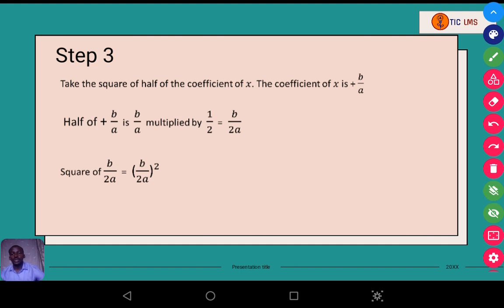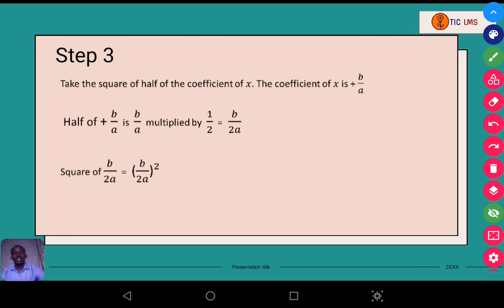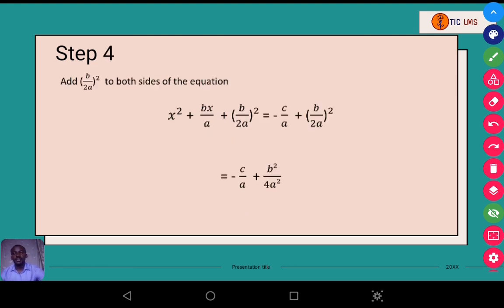So that is exactly what we have here, that we multiplied b over a by 1 over 2, and then you arrive at b over 2a. Next we are going to square it. So when you square it, you're going to get this. Step 4. It says add b over 2a squared to both sides of the equation, and that is exactly what you can see here.